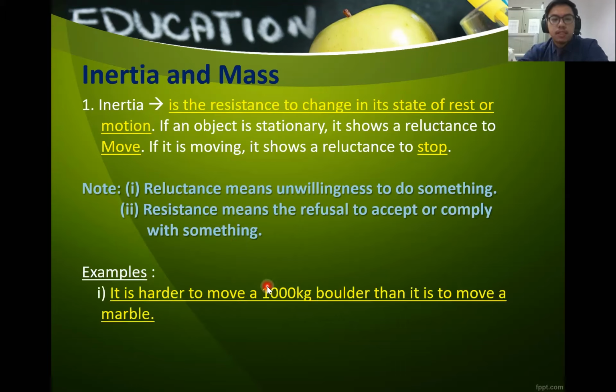So an example of this: it is harder to move a 1,000 kilogram boulder than it is to move a marble. A boulder has bigger inertia because if you want it to move, you have to push really hard. And if you want to stop it, you have to push really hard. So it has big inertia. And a marble has small inertia. So you just have to give it a small force and it will move, or you just use your finger to stop a marble.